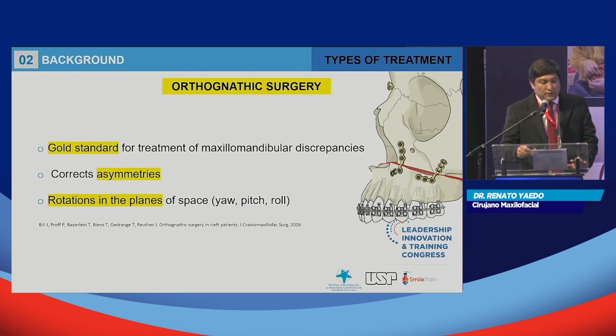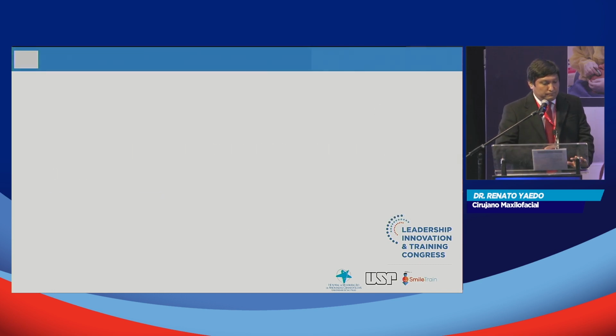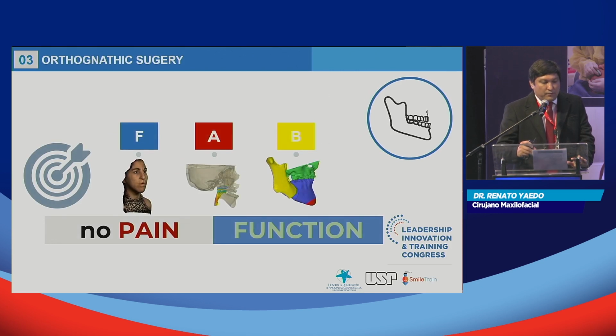Orthognathic surgery is the gold standard for the treatment of maxillomandibular discrepancy. It's possible to correct asymmetries and rotations in all planes of the space, correcting yaw, pitch, roll in both jaws. It's very important to remember that the objective of orthognathic surgery is not just the bite. It's necessary to correct the face, airways, bite, all functions and no pain.